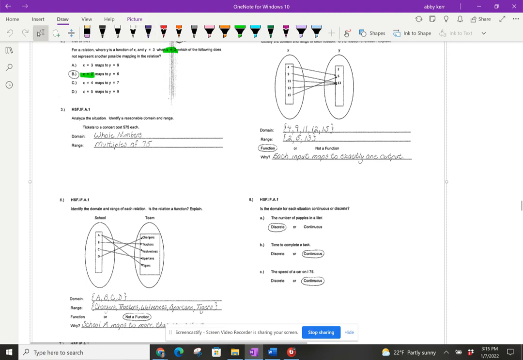All right, so for this problem, to identify domain and range, we're talking about tickets, so whole numbers, like you can buy 1 ticket, 2 tickets, 3 tickets, and so on. And then the cost is $75, so after 1 ticket, it's $75, then $150, and then $225.